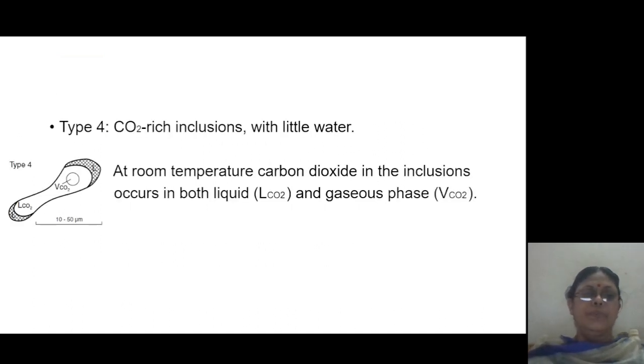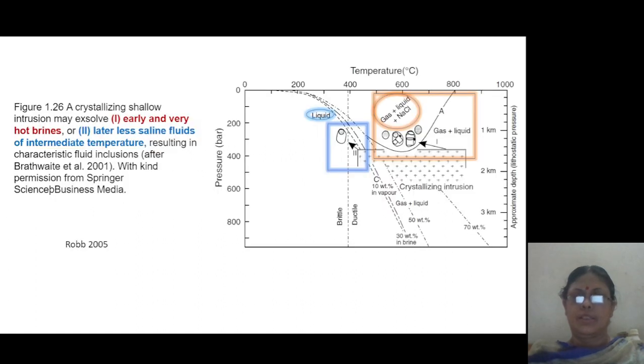In type 4, carbon dioxide rich inclusions with little water, at room temperature, carbon dioxide in the inclusions occurs in both liquid and vapor phases. Here we can see liquid carbon dioxide, and there is vapor carbon dioxide. So both the liquid phase and the gaseous phase occur at room temperature.